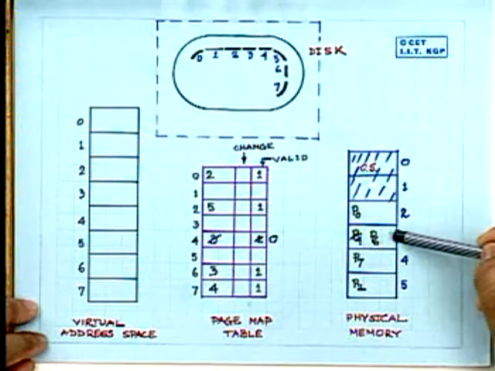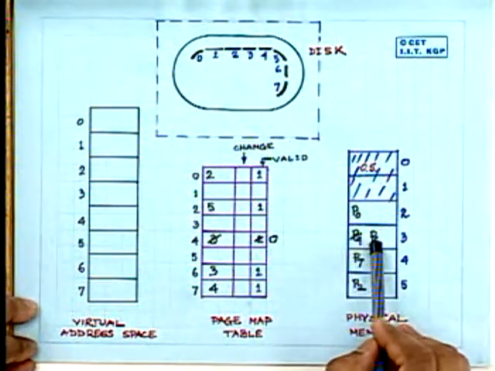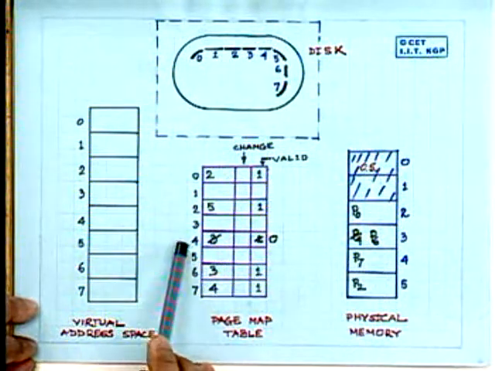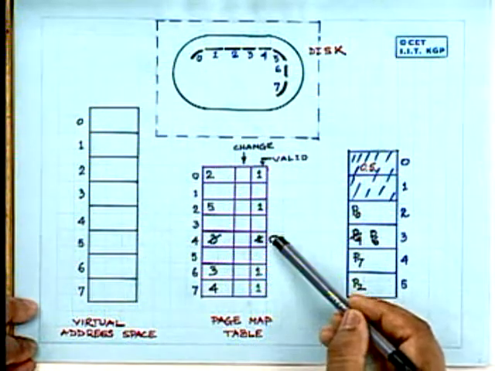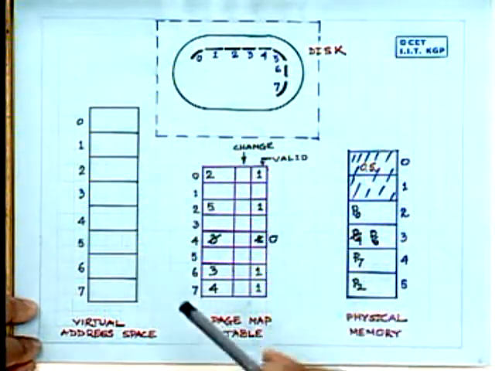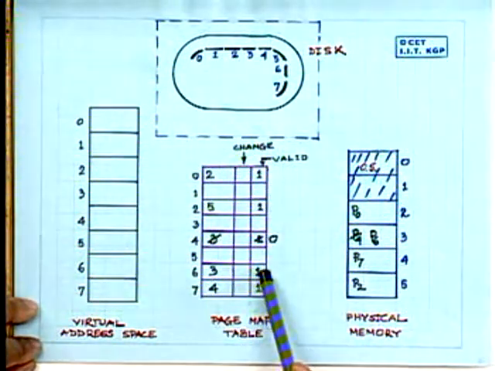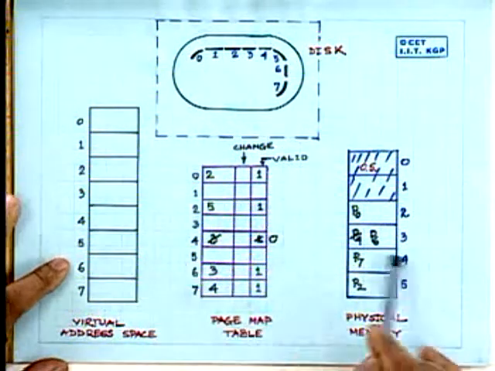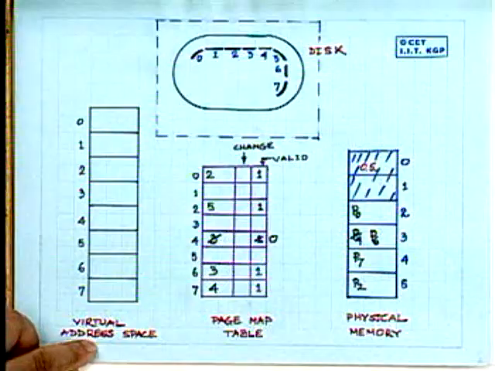Here is frame 3. Page 6 has been brought in, page 4 has been replaced with page 6, and therefore the 4th entry in the page map table is updated to denote that that page is no more there, and in the 6th entry of the page map table, the valid bit is made 1 to denote that that page is here.